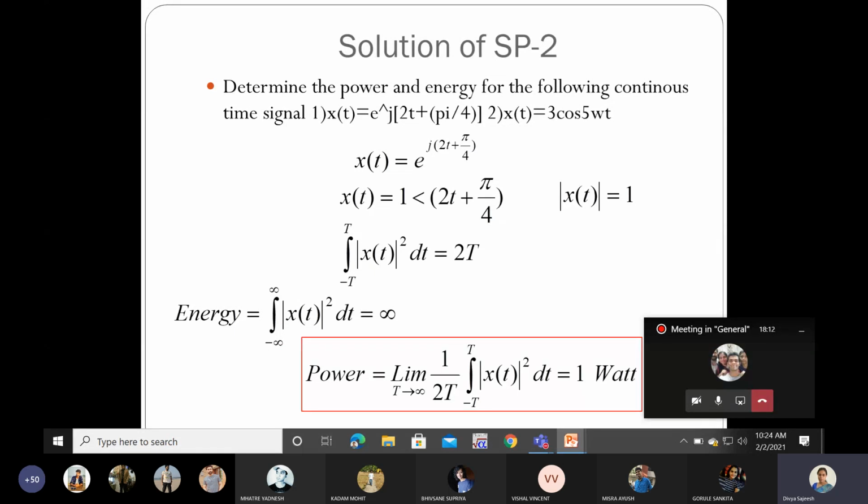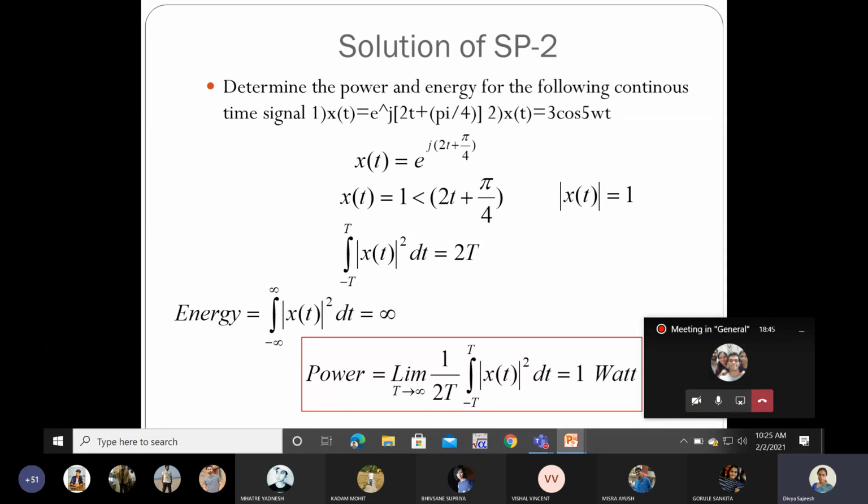Now to determine the power and energy for the following continuous time signals. The first part is x of t equal to e raised to j(2t plus pi by 4). Maybe your method may be different, but one method I am telling is converting that complex signal into polar form, where I have written one angle, 2t plus pi by 4. As per our energy equation, we need only the magnitude of x of t, and the magnitude is only 1.